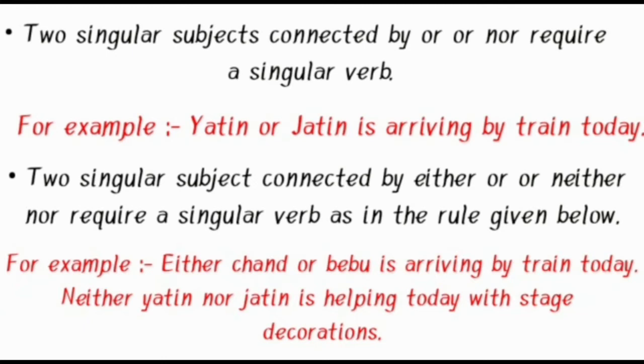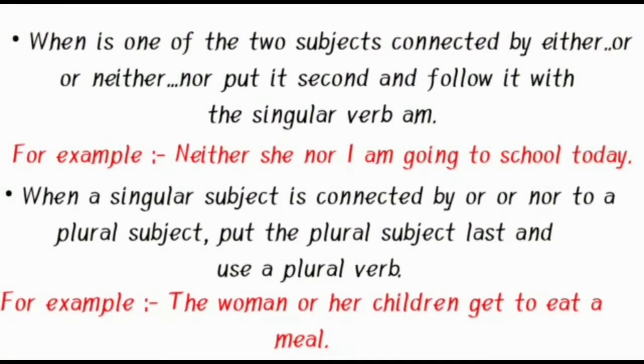Get to the next one. When "I" is one of the two subjects connected by "either/or" or "neither/nor", put it second and follow it with the singular verb "am". For example, neither she nor I am going to school today. So when two subjects are connected with "neither/nor", we have to see that the closer subject is "I", and then we use "am" with "I".